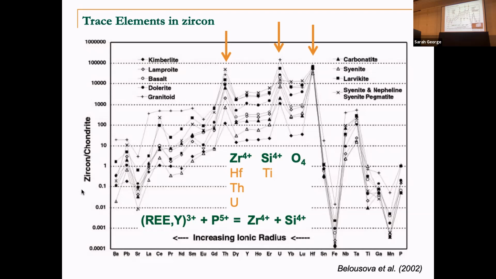So anything that is above 1 here is going to be enriched in zircon relative to that chondrite. Anything less than 1 is going to be depleted, right? So things like thorium, uranium, hafnium, lots and lots in the zircon lattice. That makes sense. It fits really well. Other things that we get a lot of are these heavy rare earth elements, not so much on the light rare earth element end.